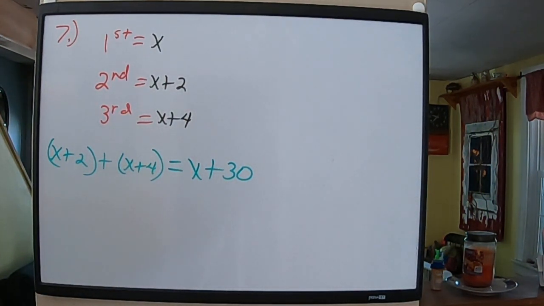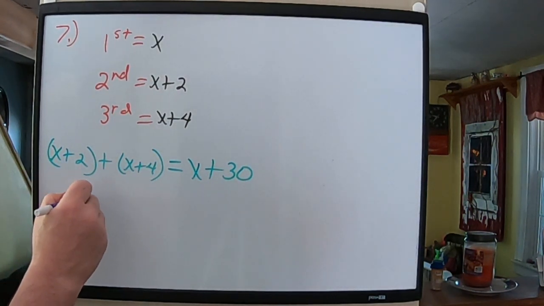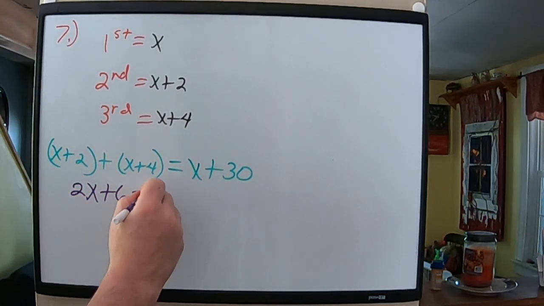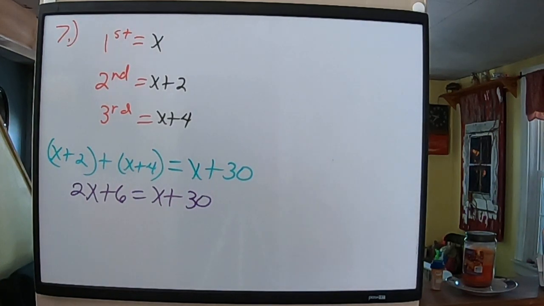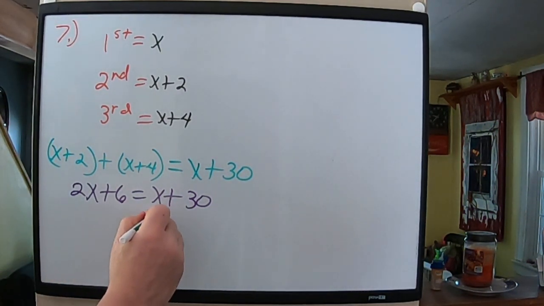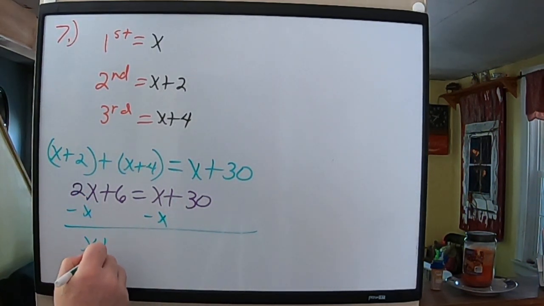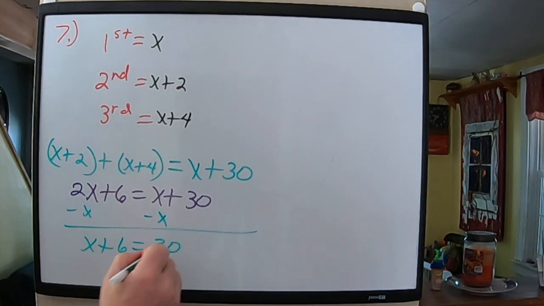Let's solve this quickly. So 2x plus 6 equals x plus 30. I'm going to subtract x from both sides. So x plus 6 equals 30. And then I'm going to subtract 6.